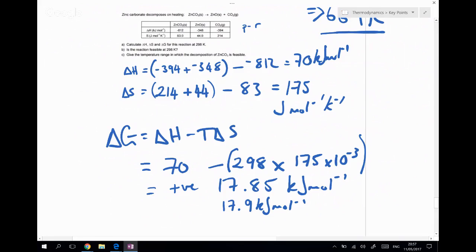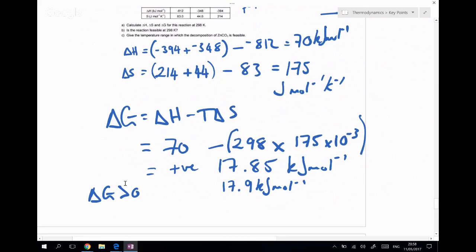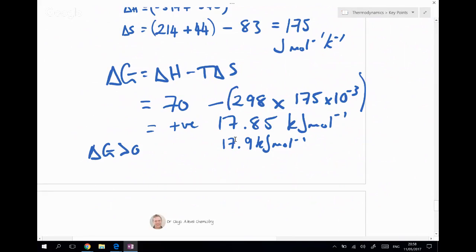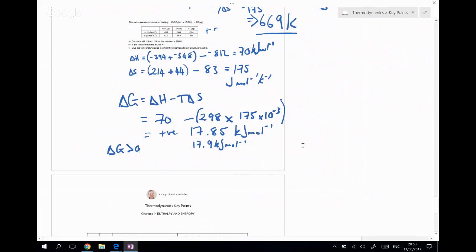The final thing to do is to decide when this reaction becomes feasible. Well, it's not feasible at the moment, and the reason for that is delta G is greater than 0, so it's not feasible. So to work that out, we now do what we did before. We simply say that 0 is equal to delta H minus T delta S. We set delta G to 0. We rearrange. I'll do the whole thing again. T delta S is equal to delta H, and therefore T is equal to delta H over delta S.